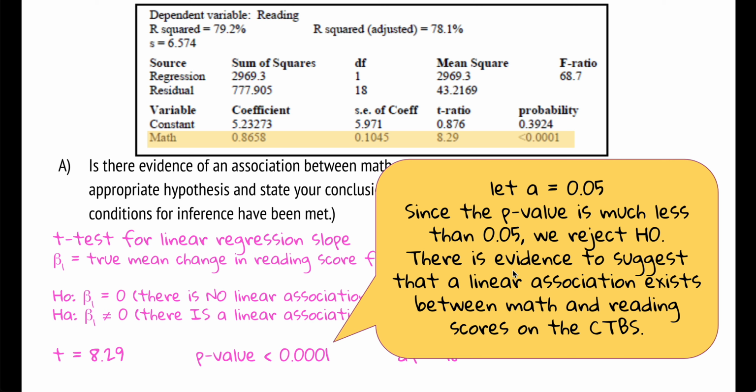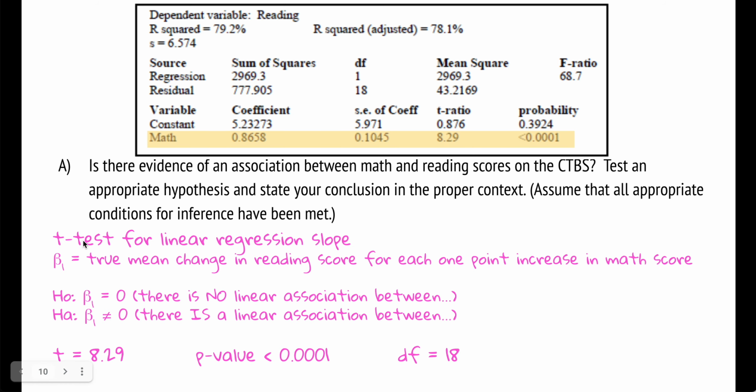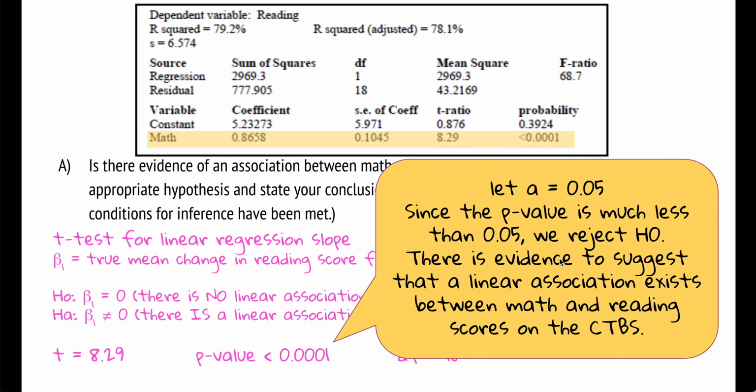So that is our linear regression t-test. They give us pretty much all of the information we need to do this quickly. So most of what you're doing is the writing part, kind of setting things up, thinking about your hypothesis statements, and then using that to write a conclusion like this.